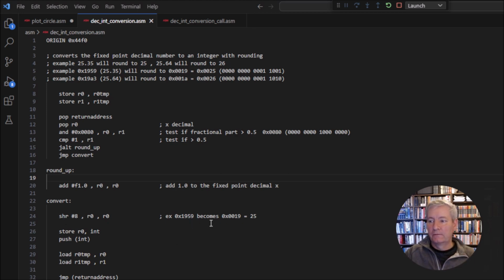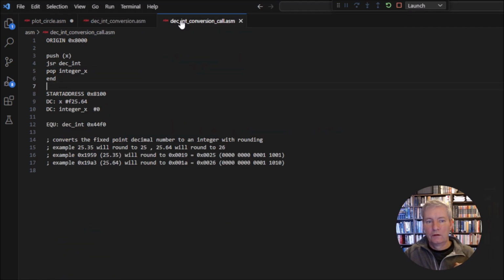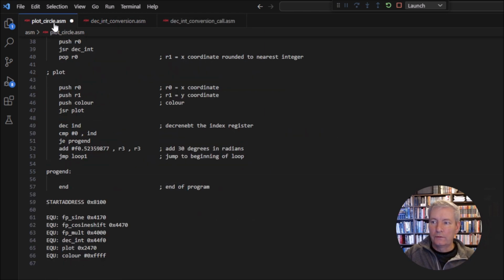And that's it finished. And then we can push the integer value onto the stack, and then from the calling function, so I've got another one here for the calling function, we can then just save that value in the integer underscore x. So that's how the code works. Let's go ahead and I will show you the finished article.